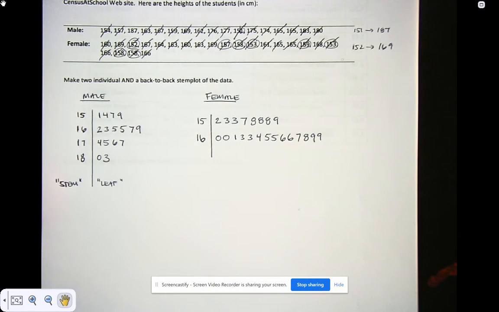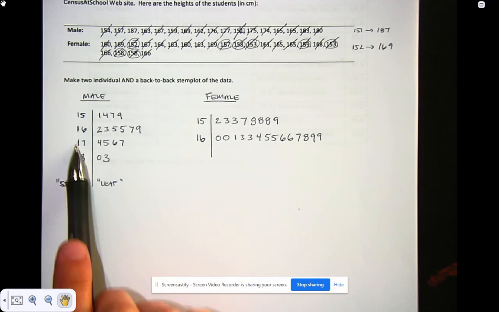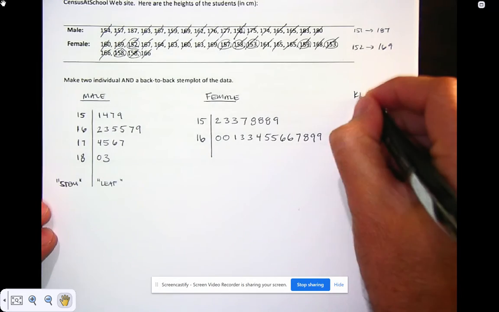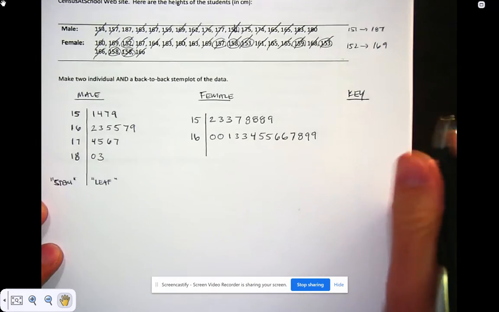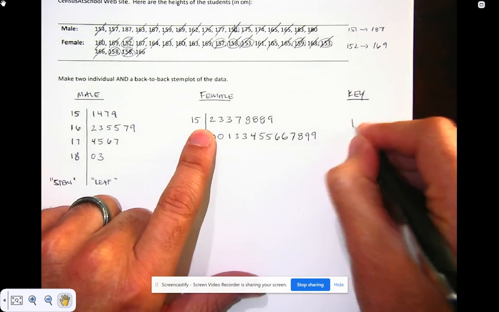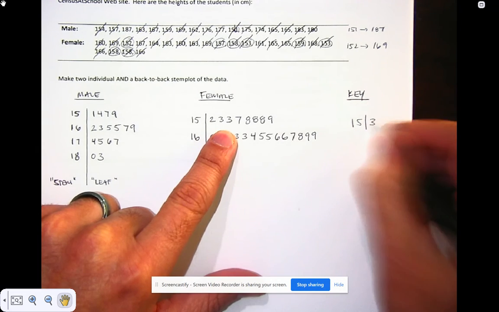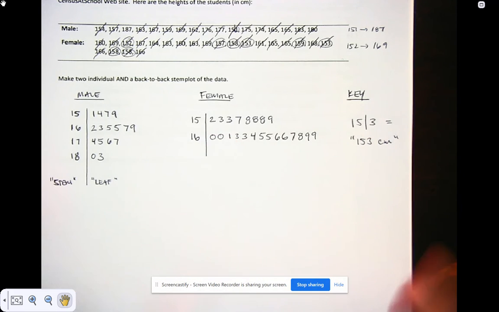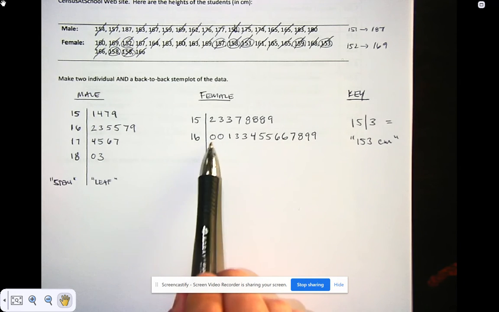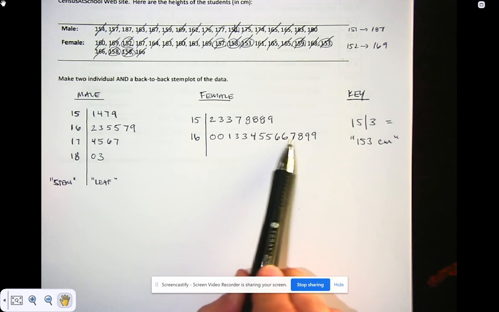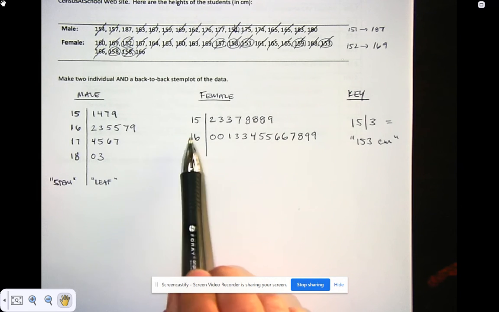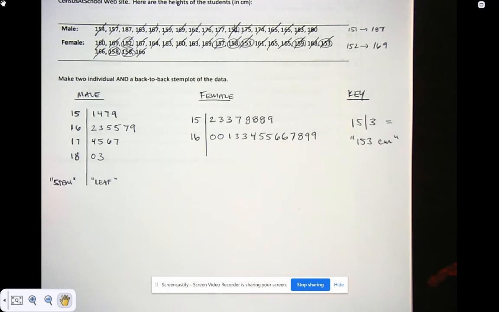Okay, so what we have done is a male individual stem plot and a female stem plot. What we always want to do with these, you guys, is a key. Our key would just be to pick any number you want, like how about 1, 5, and then a 3. You would say this equals 153 centimeters so that someone could read your graph. So now, as I read through this, I know that this represents 14 different individual female heights. 160 centimeters, 160 centimeters, 161, and so forth.